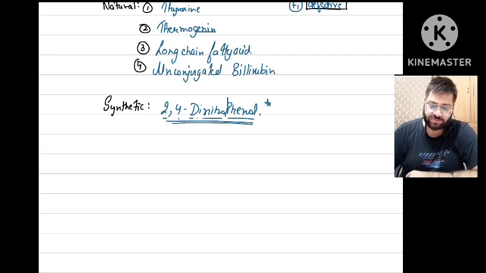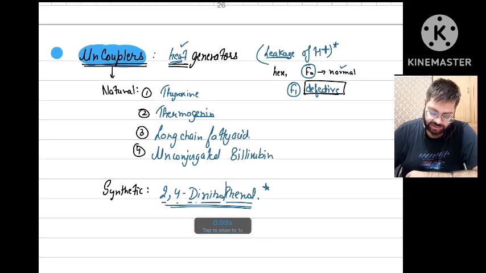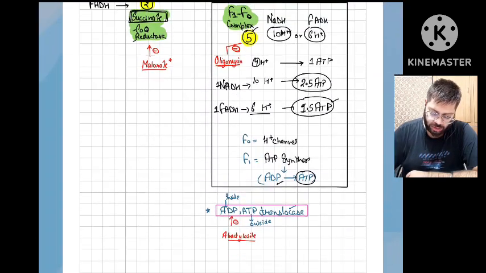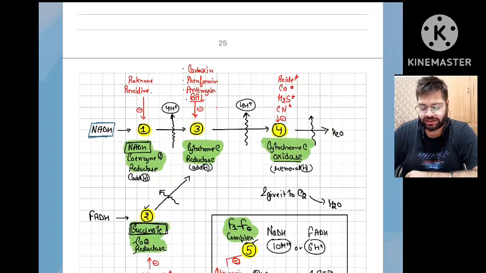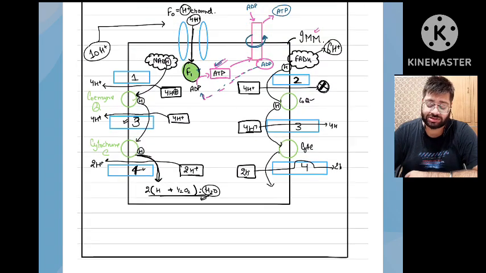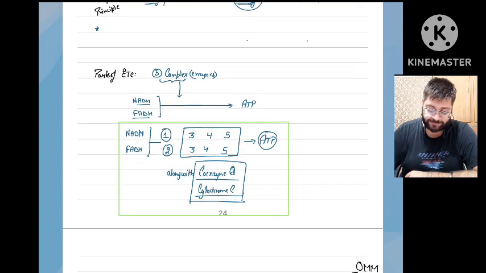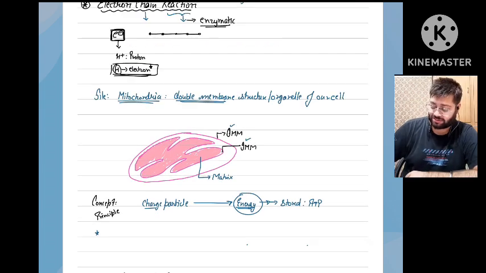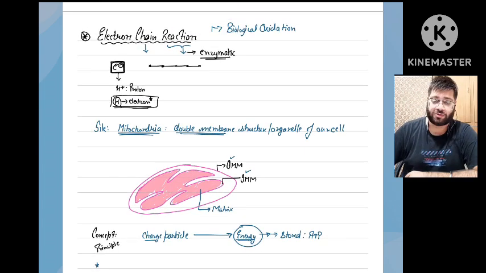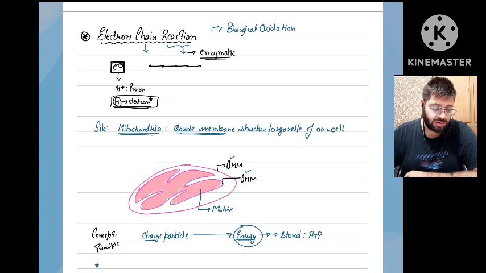These are the specific points which I wanted to discuss, and I hope you have a basic understanding of the ETC and how the energy is being stored through it in the mitochondria. Why ATP is the powerhouse and mitochondria is the sole proprietor of energy of our cell.